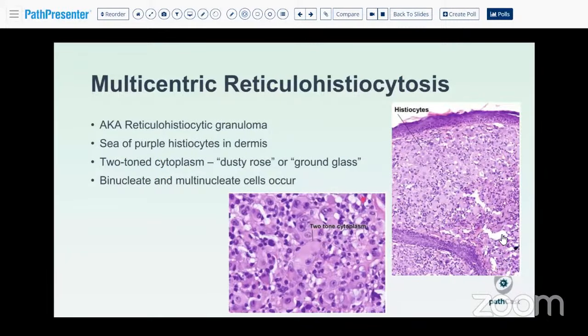Multicentric reticulohistiocytosis is another form of histiocytosis, also known as reticulohistiocytic granuloma. In this, we see a sea of purple histiocytes in the dermis with two-toned cytoplasm. That cytoplasm can be a dusty rose, or ground glass can be a buzzword for that. And they're often binucleate and multinucleate cells.